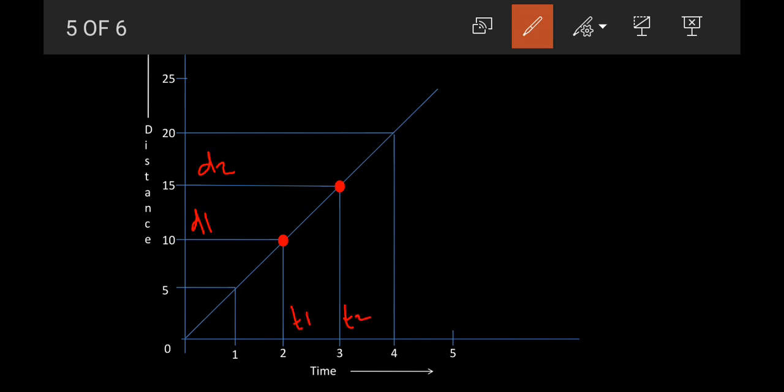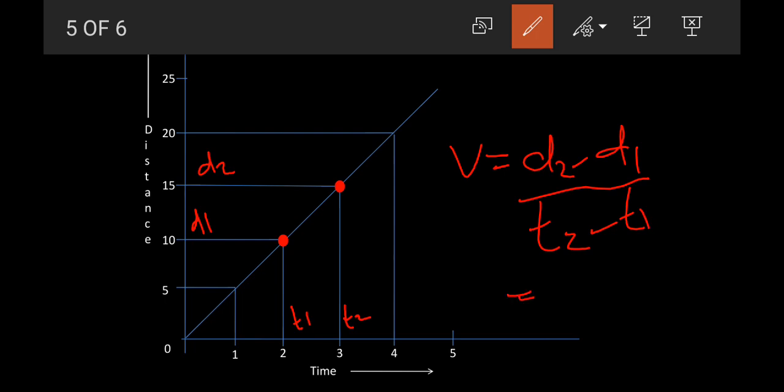Now what is velocity or speed? It is distance divided by time. So I can write velocity is equal to distance d2 minus d1 divided by t2 minus t1. So if you do this, 15 minus 10 and 3 minus 2. If you solve this, what you will get is 5. So 5 meter per second is your velocity. So like this, by taking any 2 points, you can find out velocity from this graph.